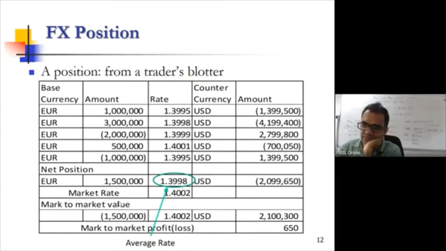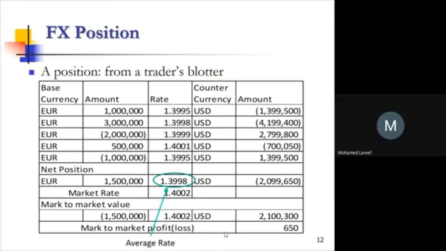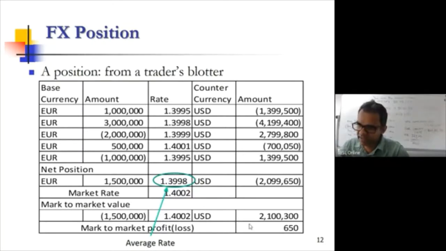So now assume you have 1.5 million euros purchased by paying $2,099,650. That means at a rate of 1.3998. What is the market rate? Now the market rate is 1.4002. Are you making a profit or a loss? This is your cost. This is market. You are long. So it's a profit because you bought. Yes, it's a profit because your cost rate is lower than the market rate and you are long. That's important because you are long. Your cost rate is less than the market rate.